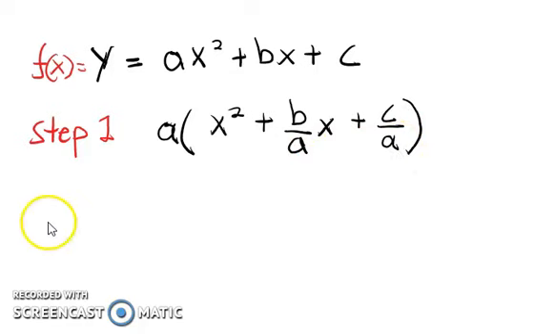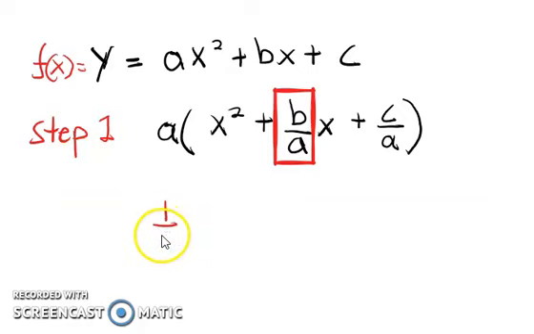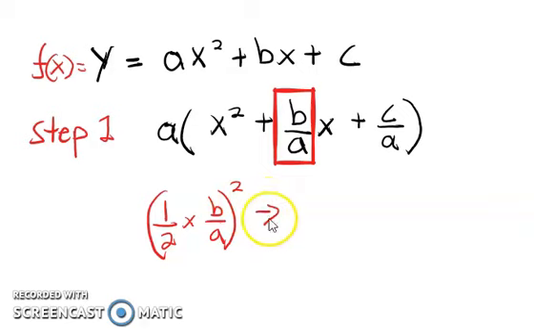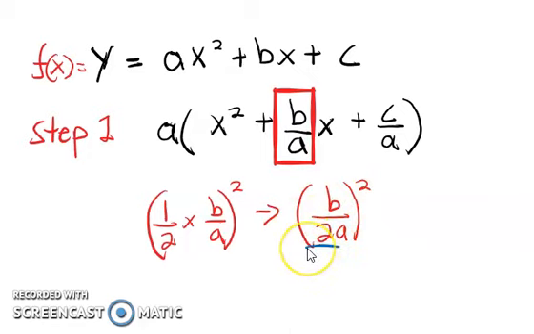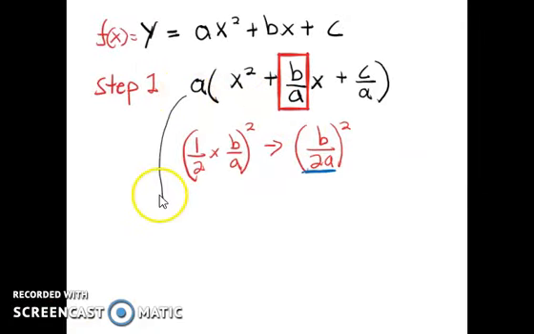Now for step 2, you can see this term, the b over a. We take the whole thing and multiply it by 1 over 2, and then we square it. We get the term b over 2a, and don't forget to square it. We have to use this term, so I'm going to repeat this in step 2.